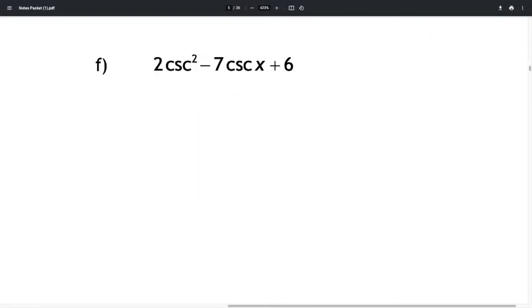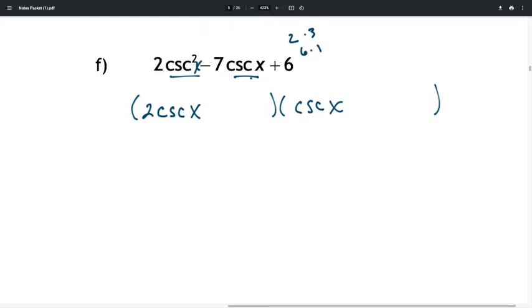And last one, all we're really doing on this one is factoring it. And they both have the same trig function. So this would be 2 cosecant x times cosecant x. That would give you the 2 cosecant squared x. To get 6, I'm either going to do 2 and 3, or I could do 6 and 1. I know I need to get a negative 7 in the middle, so when I combine this and this, it needs to be negative 7.